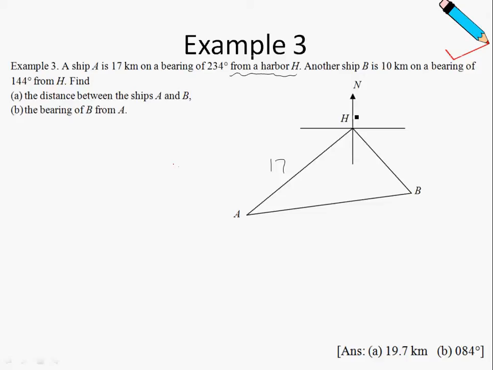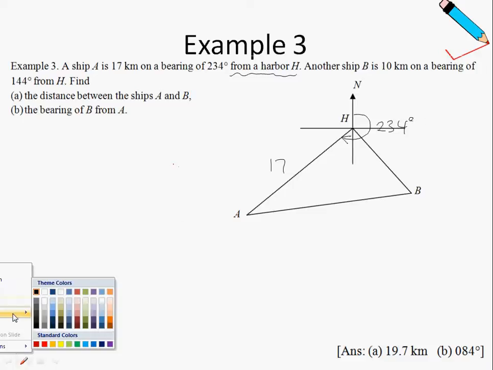From H, putting our north or our compass at H, this will be our 234 degrees. If you're still unsure how to measure the degree or where to put your compass, please watch the earlier videos.